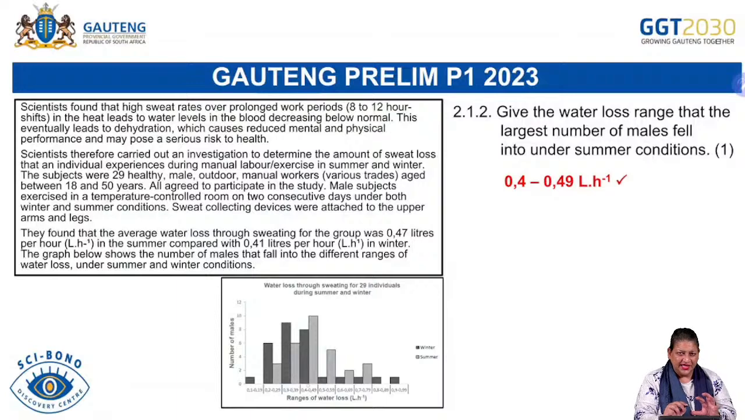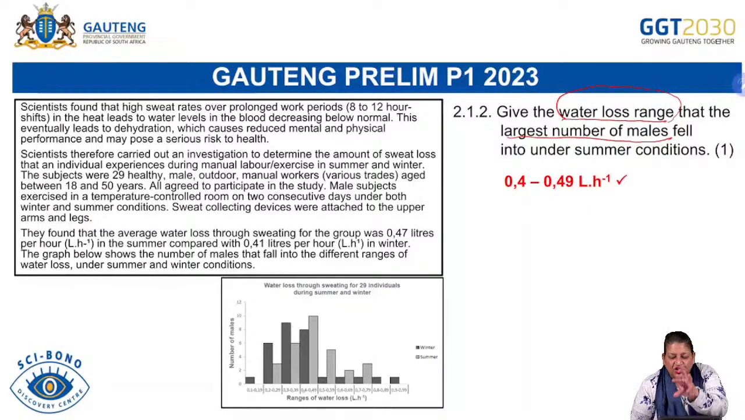Okay, so in this case, you simply had to read. They asked you, give the water loss range and not the number of men. Give the water loss range that the largest number of males fell into in summer. So summer is the key. It's the light shaded one. So you're going to look for the light shaded bars. That represents summer. You're going to look for the highest number of males. That one is 10. And what was the water loss range there? It was 0.4 to 0.49.